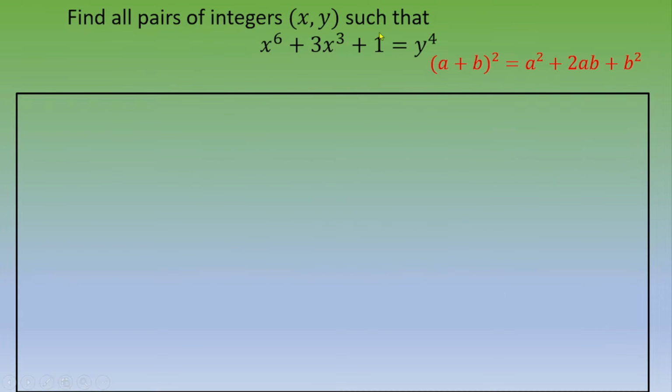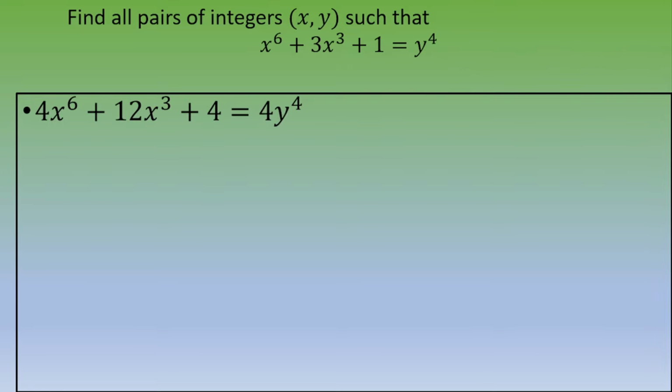One way to solve that is to focus on the left side and on these two powers, 6 and 3. And 6 is 2 times 3. So we are going to transform the left side into a perfect square. The first step is to multiply by 4 the left side and the right side. So you end up with 4x to the power of 6 plus 12x cubed plus 4 equals 4y to the power of 4. So this is the beginning of the perfect square.